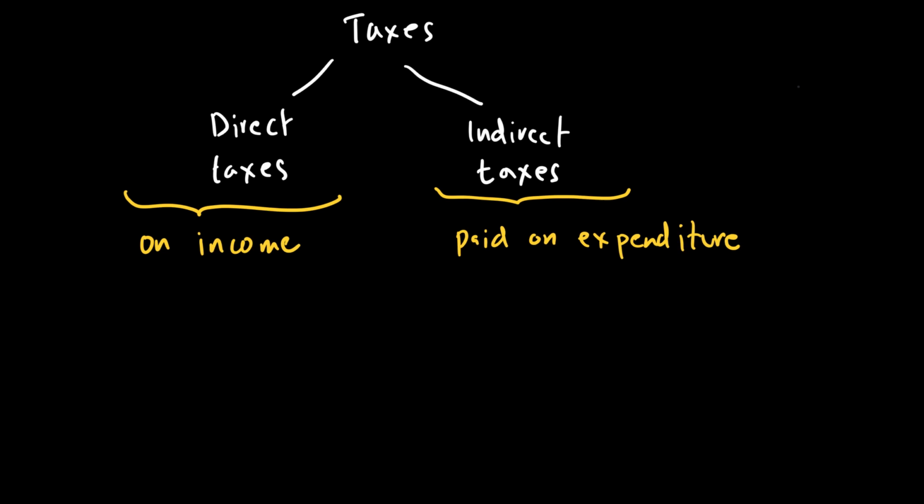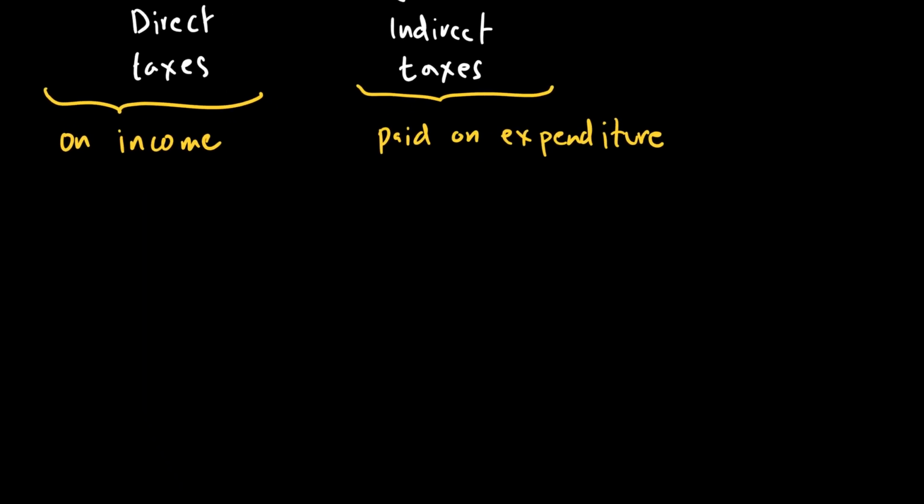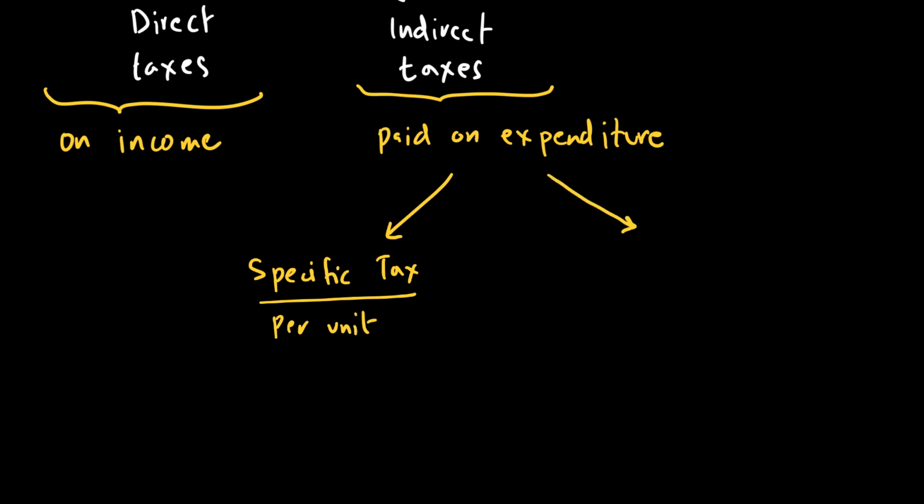So our focus today is on indirect taxes. When we look at indirect taxes, we say there are two categories. One is what we call specific tax. Another name for specific tax would be per unit tax, and I want to explain this in a minute. The second category is what we call ad valorem tax. Ad valorem tax is also called the value added tax, which is a percentage tax.